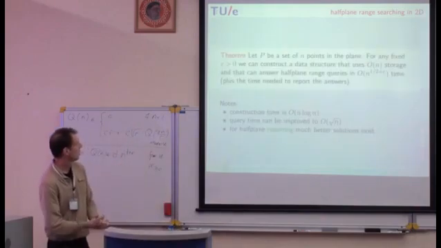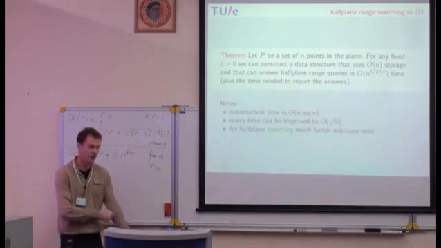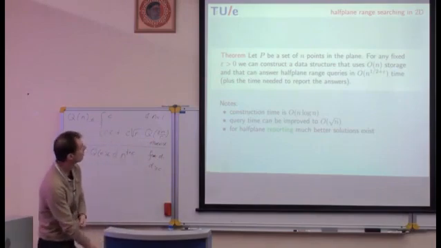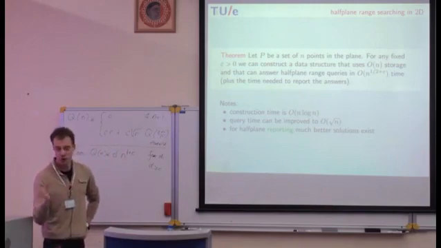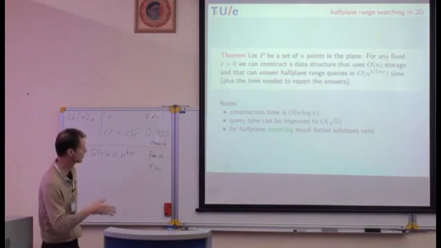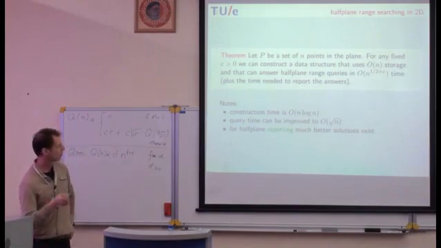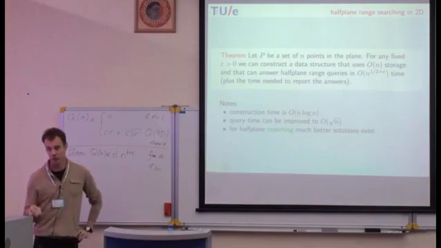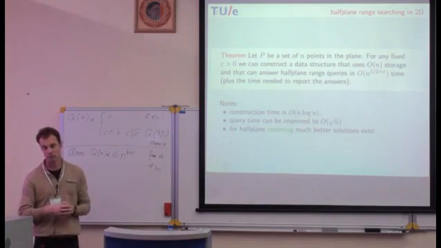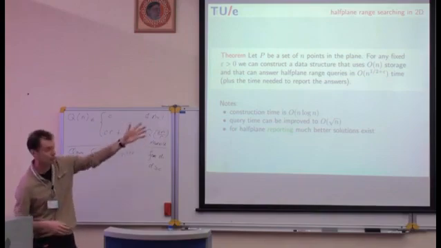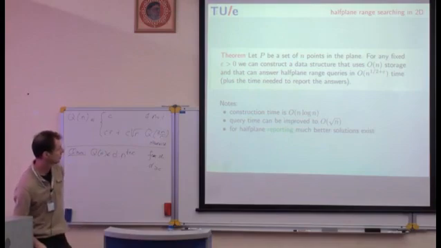Okay, so to summarize, if you have a set of n points in the plane, then for any epsilon, 0.1, 0.001, you can construct a data structure that uses linear storage and where you can answer half-plane range queries in basically square root of n time, or maybe n to the 1/2 plus epsilon to be precise, where this epsilon you can make as small as you want.